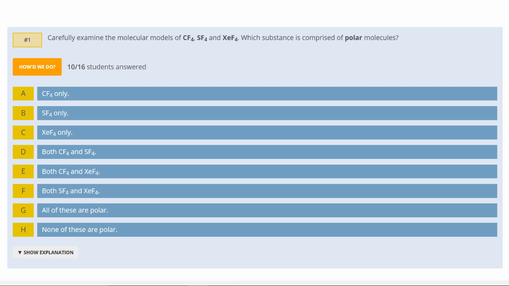Here's the XeF4. Here's the SF4. Here's your CF4. Check them out. Let's get an answer logged here, please.